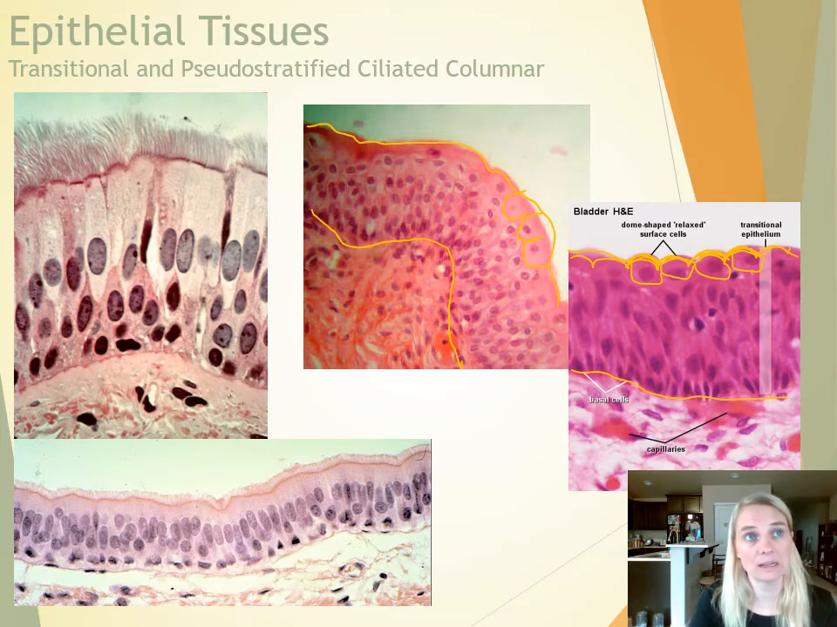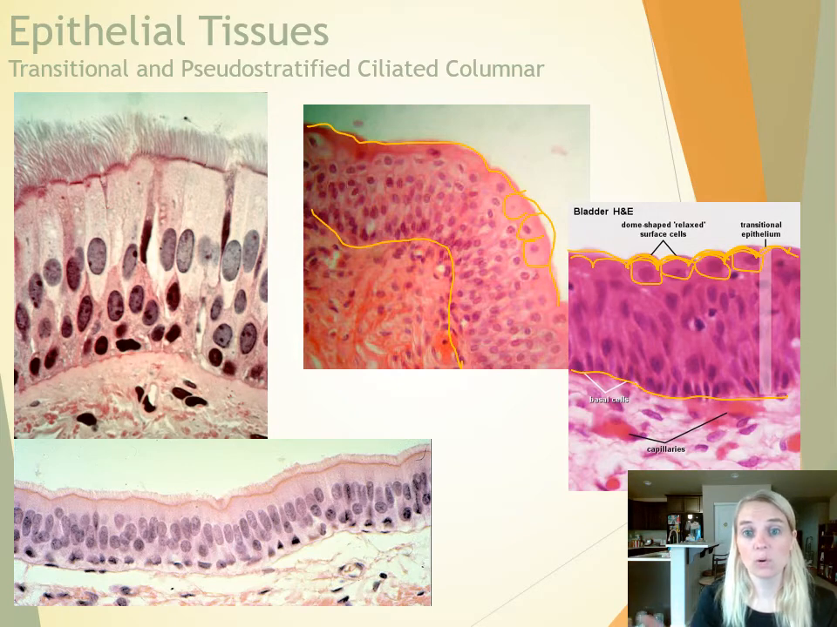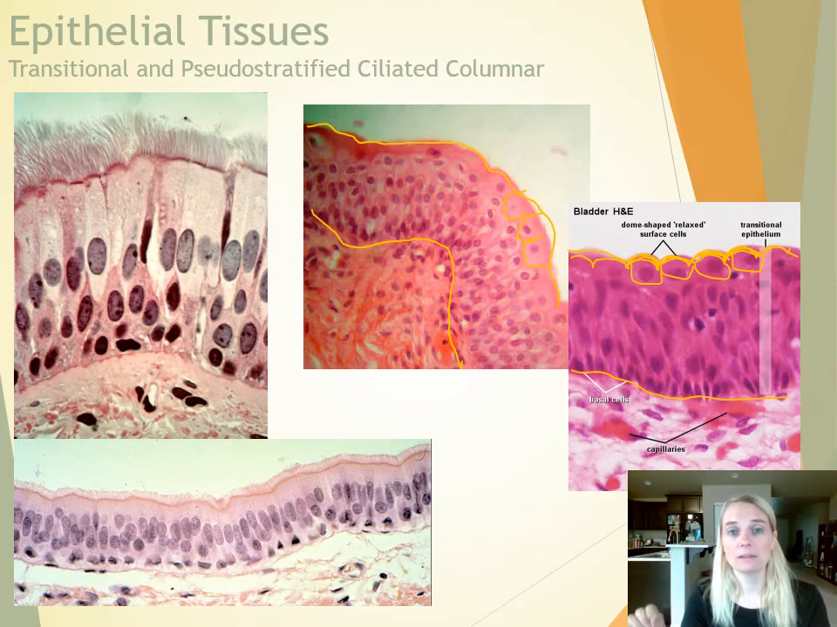Okay, found in the lining of the urinary bladder and the ureters, I believe. And for functionality, it allows for the stretching and recoil of those organs. The next one is our pseudostratified ciliated columnar epithelium.